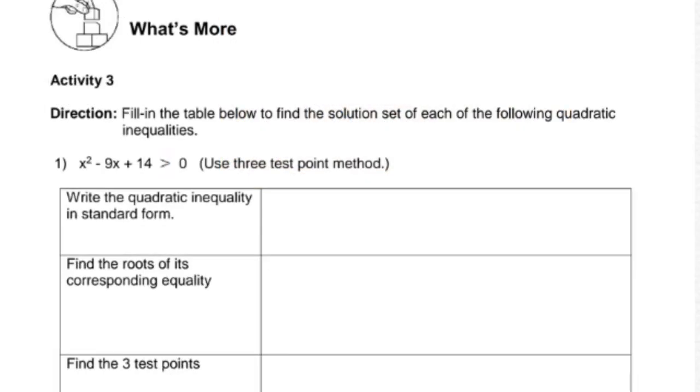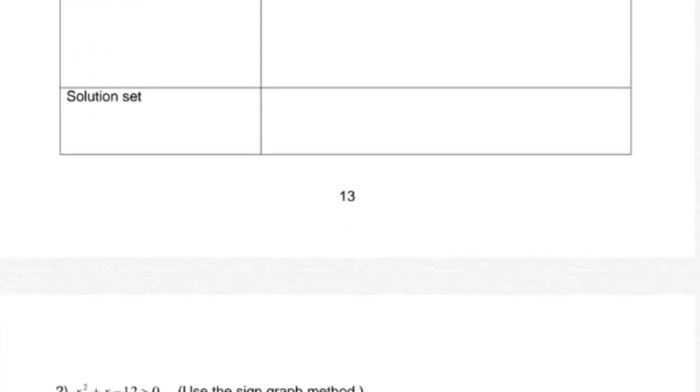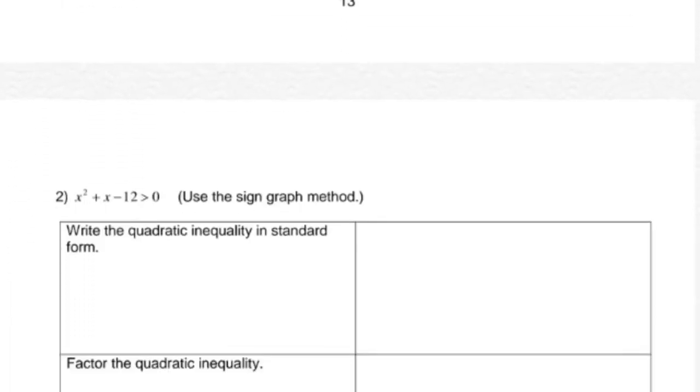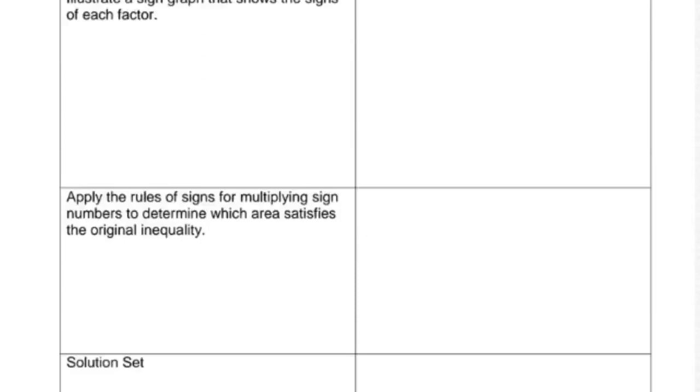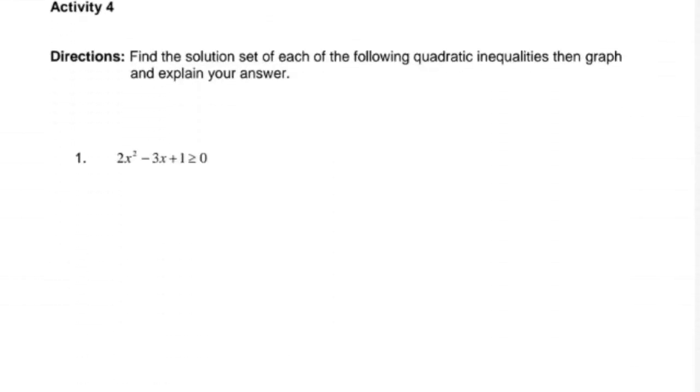Next, what's more? Activity 3. Fill in the blank below to find the solution set of the following quadratic inequalities. So you're going to use your 3 test point method. So just apply what you have learned. Then for number 2, you're going to use the sign graph method. Then activity 4, find the solution set of the following quadratic inequalities, then graph and explain your answer. So you're going to draw here your graph, just like what I did in our examples.